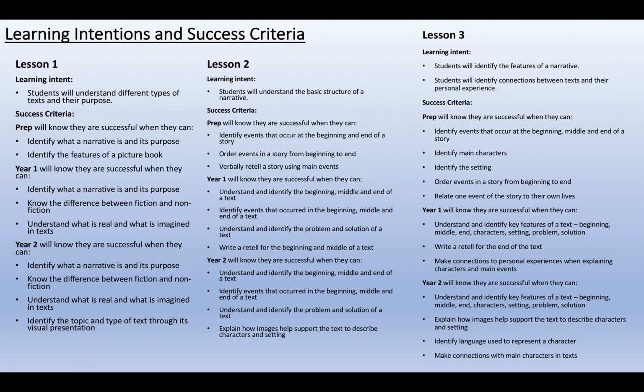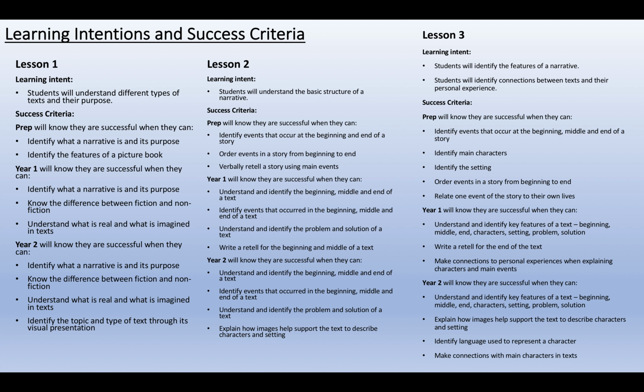By the end of these 3 lessons, students should understand what a narrative is, the purpose of a narrative, as well as the basic structure of a narrative. Students should be able to order the sequence of events from a text and identify the problem and solution. Year 2 students should then be able to explain how images support the text, and all students should know how to make connections to personal experiences when discussing texts.